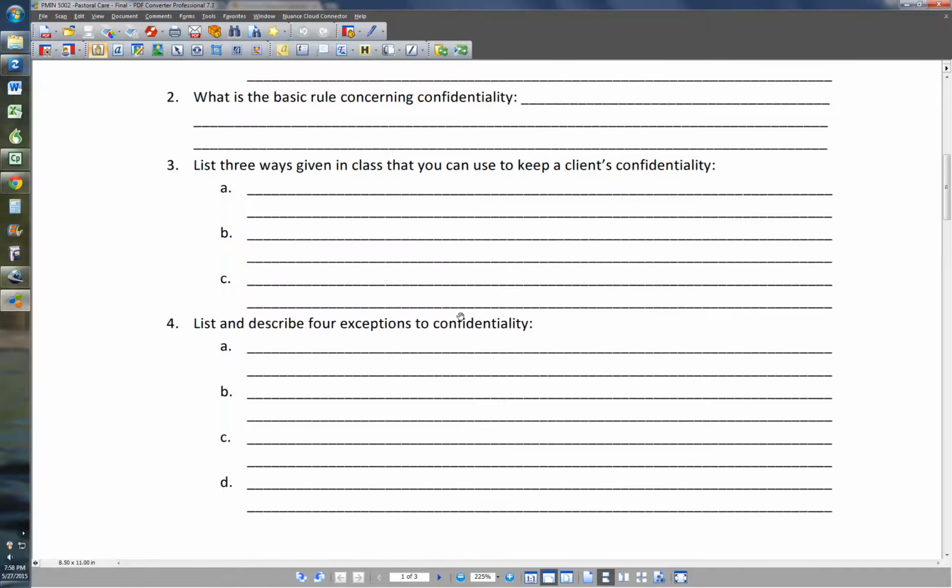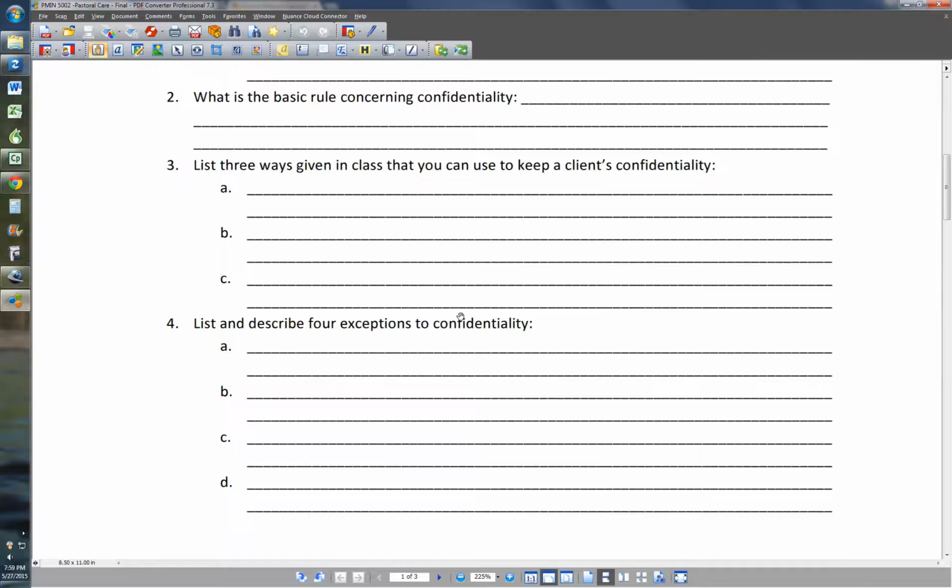Number 2, what is the basic rule concerning confidentiality? The basic rule is that everything should be confidential, right? Even the fact that they're even taking counseling, but the basic rule is everything should be confidential.